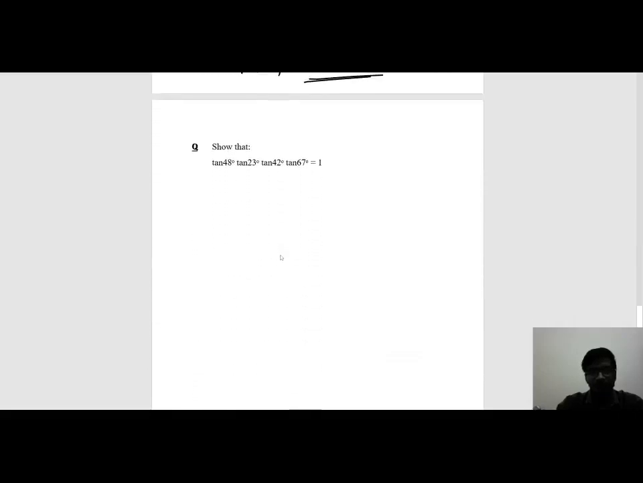Then coming to the next question, see, in this case we have to use the concept of that quadrant. See, it is tan 48, tan 23, tan 42 and tan 67. We have to prove that it is equal to 1. How can you prove that it is equal to 1? See, you can get the value of 1 if you can cancel everything in LHS, right? But since everything is written in terms of tan, we cannot cancel and get 1. So you have to think of such a way that we have to substitute something in terms of tan so that we can cancel them.